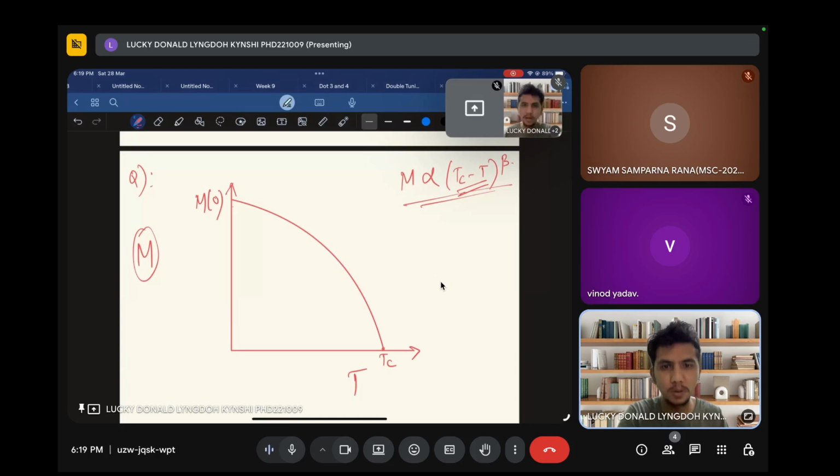You have the maximum magnetization at the lowest temperature, but if you increase the temperature, your magnetization starts decreasing. So this is M versus temperature T. If you want to go into more detail, I can suggest Kittel's book, but for these problems, just draw the magnetization versus temperature curve, following this type of structure. Okay, fine.